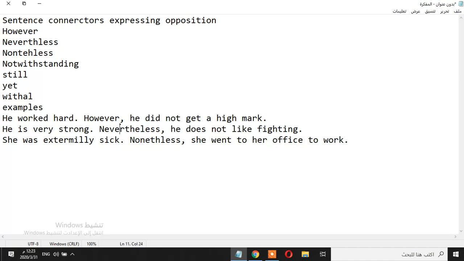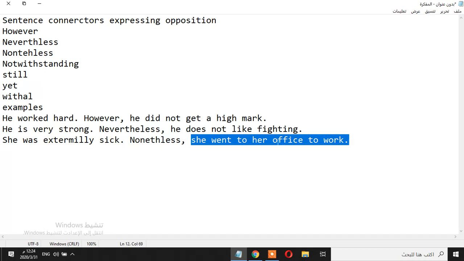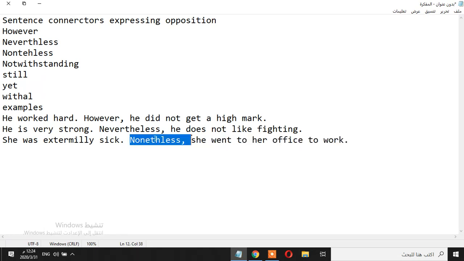He is very strong, nevertheless, he doesn't like fighting. Again, nevertheless is followed by a comma and preceded by a full stop. She was extremely sick. Nonetheless, she went to her office to work. Sick people are expected to stay at home, like the way we are doing with the coronavirus, we are staying at home and we rarely go outside our homes. Nonetheless, here, nonetheless is a sentence connector.